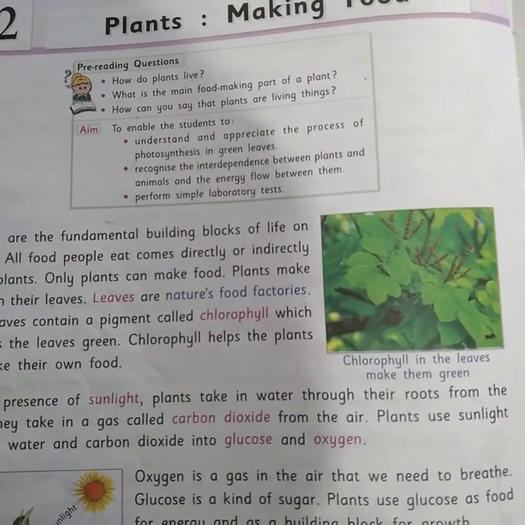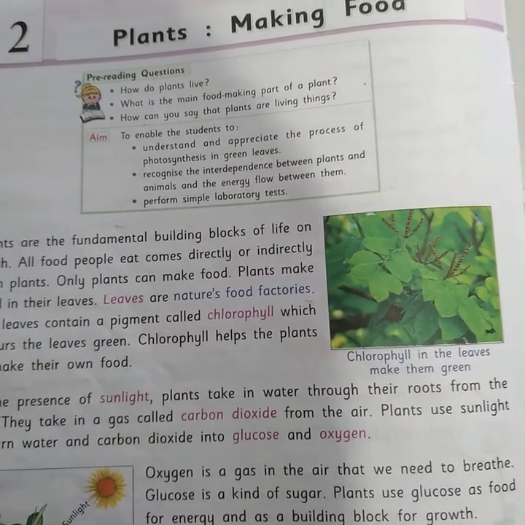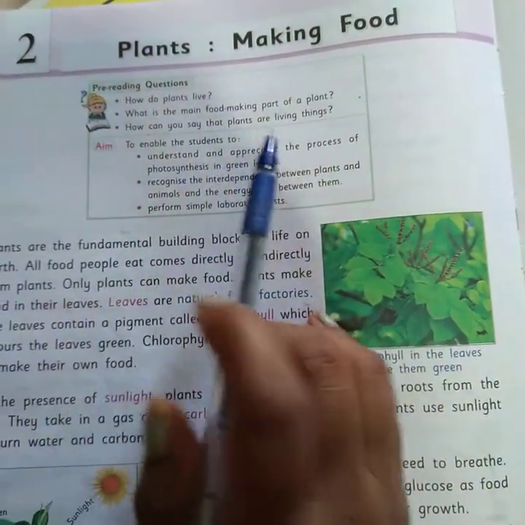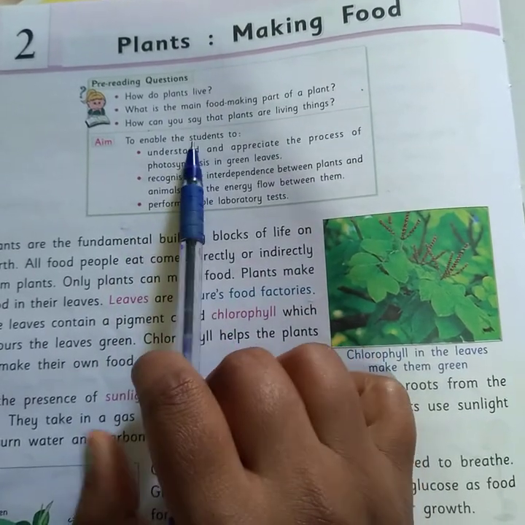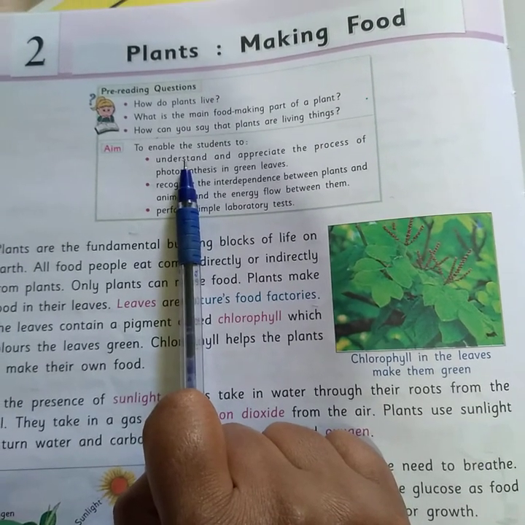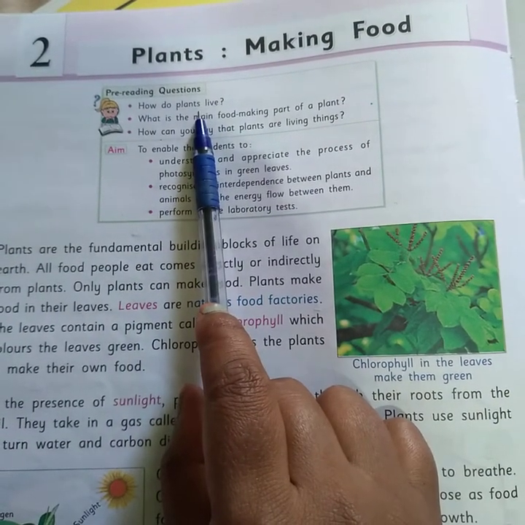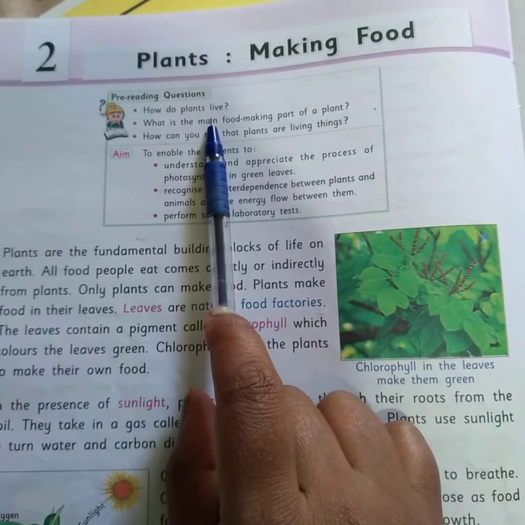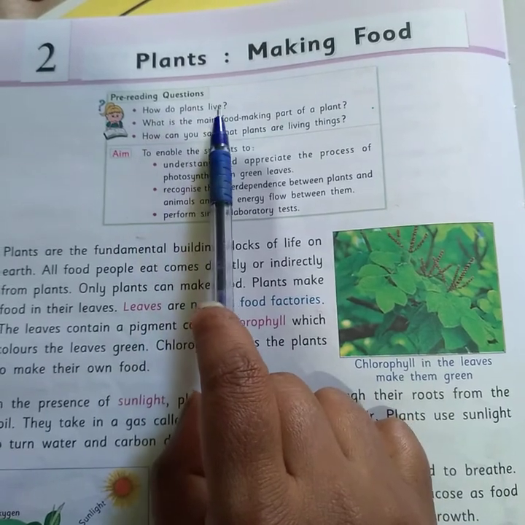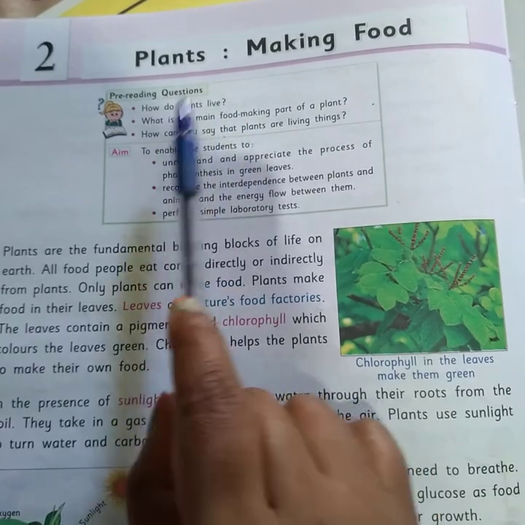How do plants live? Can you tell me how plants live? Okay, let me tell you. All plants have specific needs like light, air, water, nutrients, and space to survive and reproduce. All plants need these five things to survive. If all these needs are fulfilled in the environment, then the plants can grow. In this way, plants live.